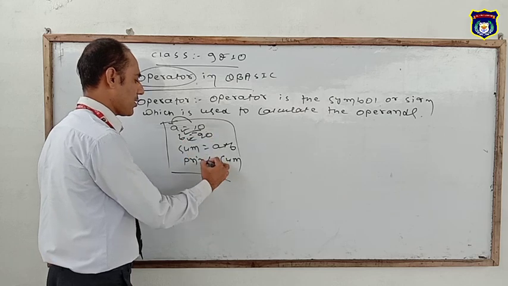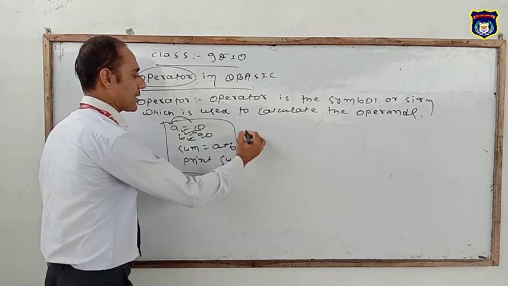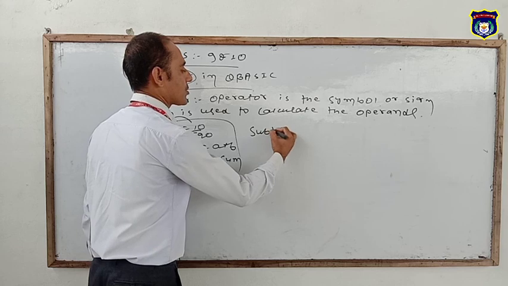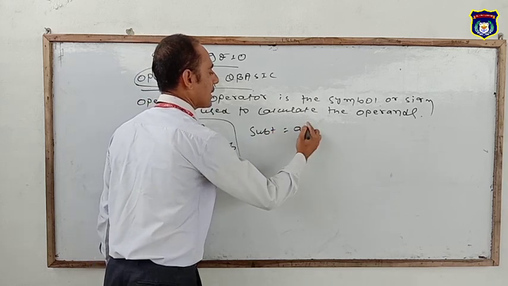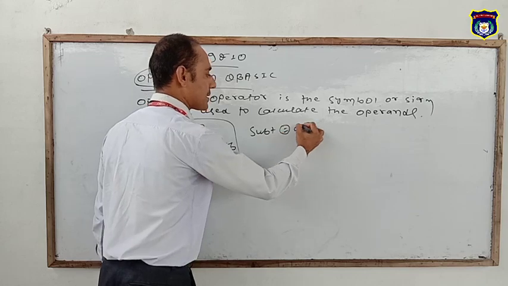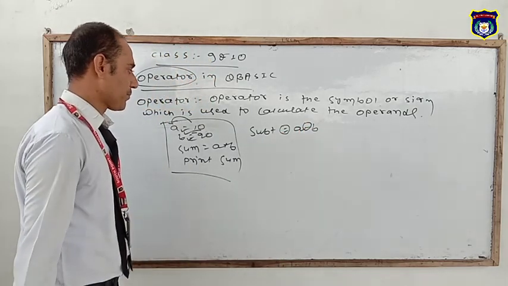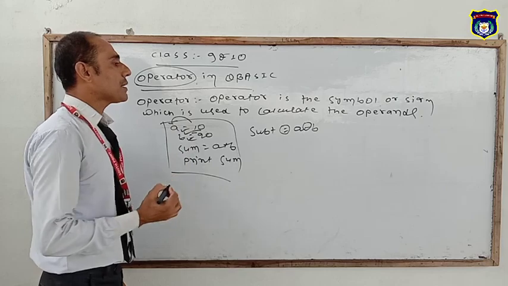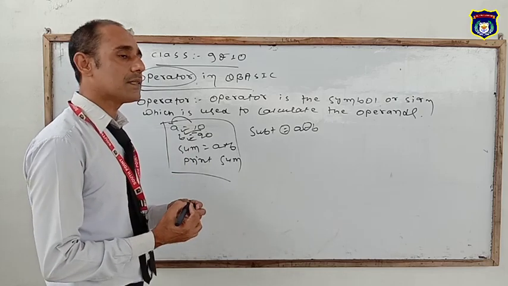Equal to, plus, and when we subtract, subtract equal to A minus B. Okay. Here equal to and minus are the symbols. So especially an operator is the symbol or sign which is used to calculate the operands.